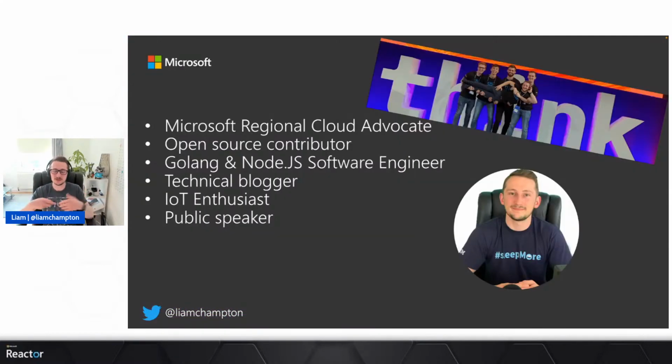So let me introduce myself to you. Who am I? My name is Liam Hampton. I'm based in London in the UK, and I am the Microsoft Regional Cloud Advocate based out of the Reactor. I'm an open source contributor, and prior to this role, I was a software engineer and a developer advocate at IBM. Through that, I wrote a lot of Golang, a lot of Node.js, all sorts of languages, and a lot of coding, basically. Through that, I've become a technical blogger, an IoT enthusiast, and of course, a public speaker. I talk at conferences. I like doing sessions like this.